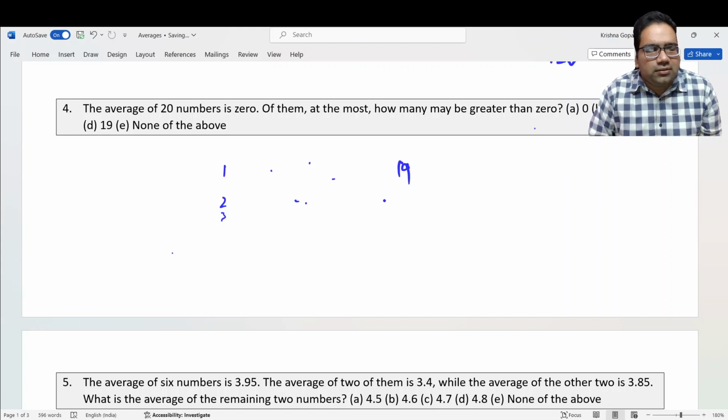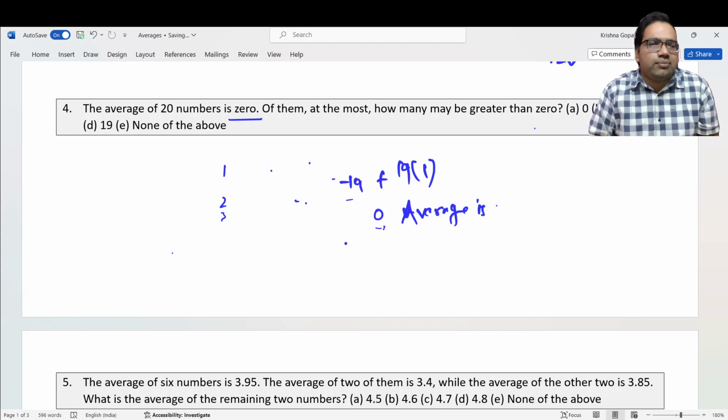All 19 ones, plus 1 minus 19. 19 into 1 plus 1 minus 19. So the total is 0 and the average is 0. The average of 20 numbers is 0. Can all 20 be positive? No way, right? All 20 cannot be positive. If all 20 were positive, there is no way the average would become 0.